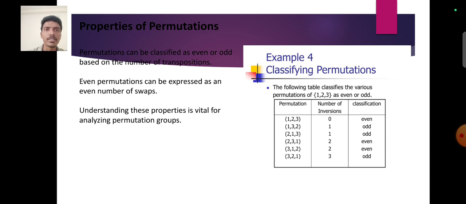Properties of permutations. Permutations can be classified as even or odd based on the number of transpositions. Even permutations can be expressed as an even number of swaps. Understanding these properties is vital for analyzing permutation groups.